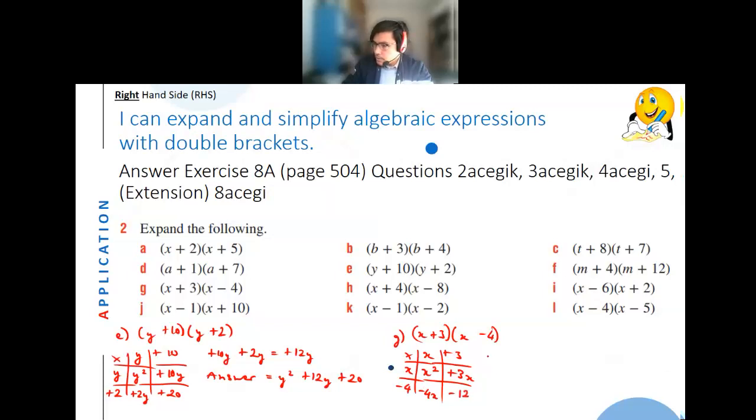So just combining the like terms here, we've got positive 3x minus 4x. That's going to give us negative 1x. So the answer is going to be x squared minus 1x minus 12.